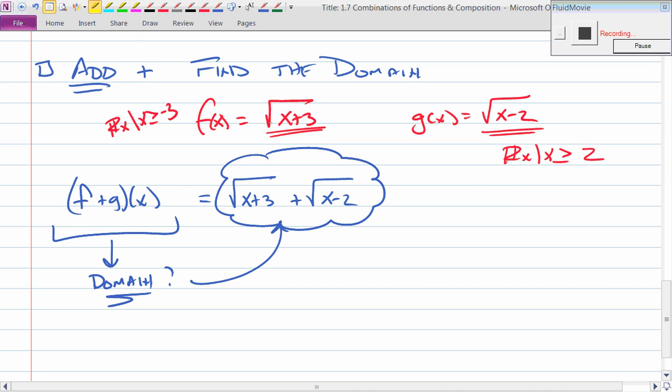Now the way that we're doing that is we're looking underneath our radical, and we're setting that greater than or equal to 0. So I just say x minus 2 greater than or equal to 0, so x must be greater than or equal to 2. That's how I got that right down there.